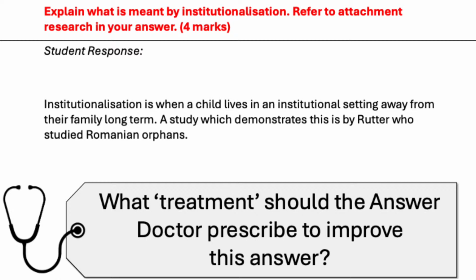Institutionalization is when a child lives in an institutional setting away from their family long term. A study which demonstrates this is by Rutter, who studied Romanian orphans. Now we can see that's probably not going to get 4 marks. It's very basic. It doesn't really delve into any detail or elaboration at all. So I would like to know from you guys, how could we improve that?